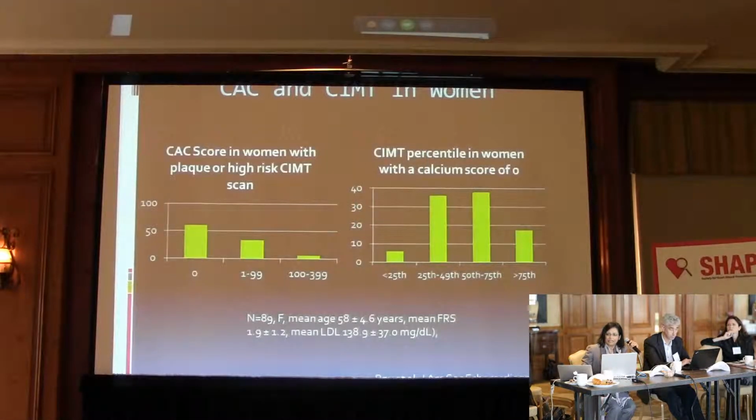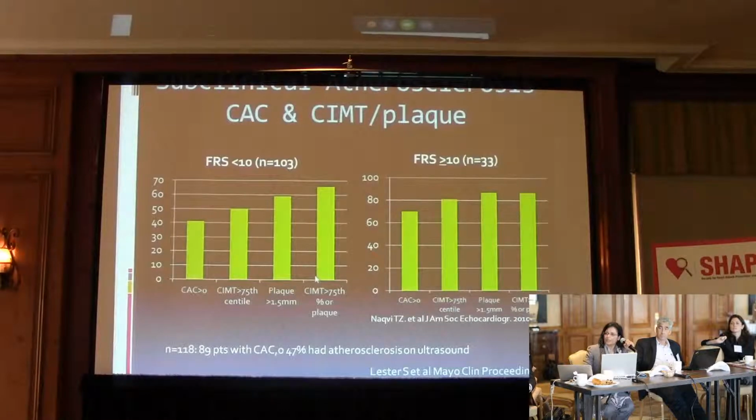This is a study that is just going to come out in JACC from Mayo Clinic, where people addressed this question in a female population who are 58 years of age. There are about 90 women whose Framingham risk score is about 2%. Their mean LDL cholesterol is about 138. And they looked at what the coronary calcium score was in women who were found to have plaque or high-risk CIMT scans. And again, about 60% of them had a 0 calcium score, and then about 30% and about 5% had higher calcium scores.